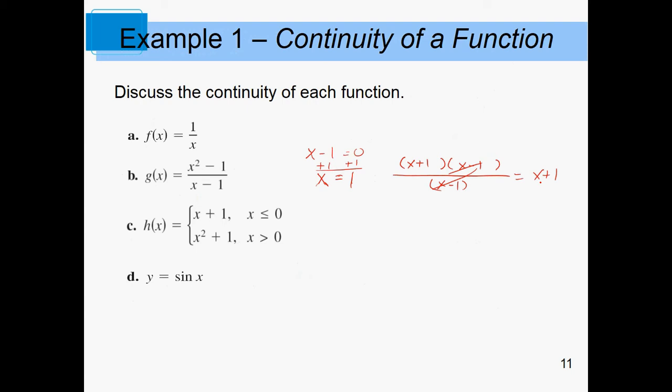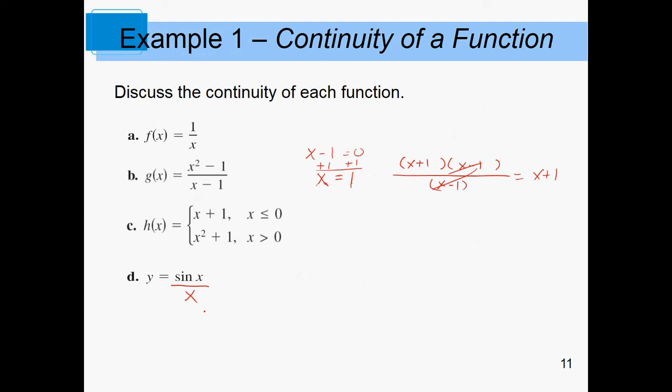All right, what about y equals sine x? Well, most of y'all just got out of trig or have taken trig recently. Is sine a continuous function? Are there any holes in sine? It's just a sinusoid, right? It just keeps on going. There's no holes in it. It's continuous. So sine has no discontinuity.